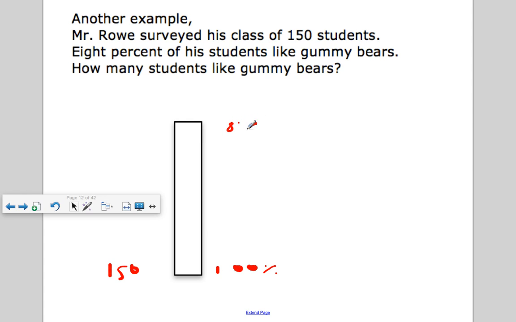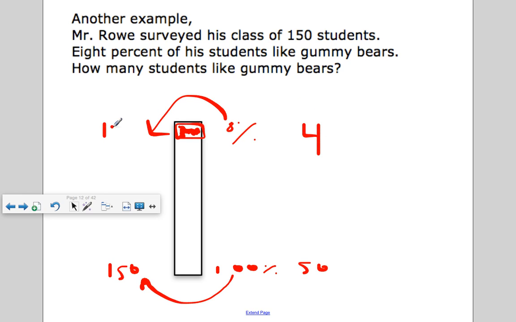Well, 8% is a very tiny part of the bar. If I make a prediction, it's going to be a really tiny number. Well, let's see if we can figure it out. Could we simplify 8 hundredths? I could simplify it to 4 over 50. Can 50 be built up to 150? Yes, by a scale factor of 3. So 4 times 3 is 12 students out of 150, or 8% out of 100% who like gummy bears.